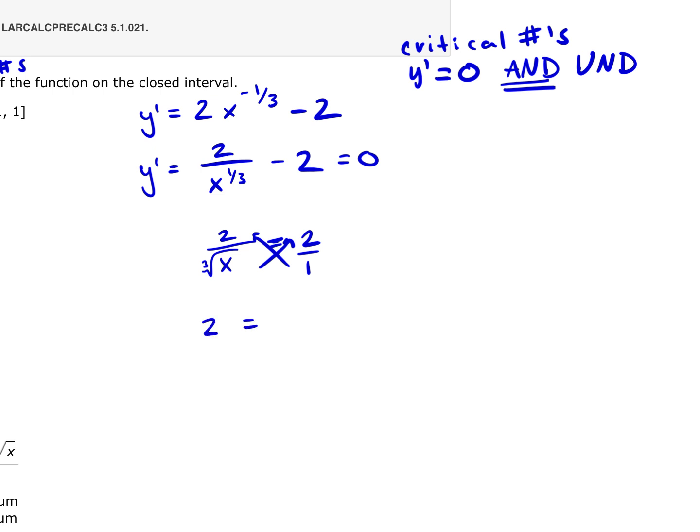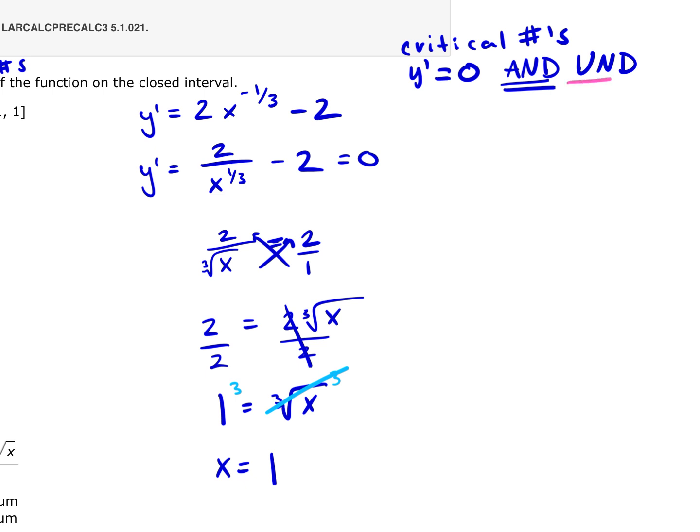So we have 2 equals 2 times the cubed root of x. When I divide by 2 on both sides, 2 divided by 2 would be 1. So 1 equals the cubed root of x. How do I get rid of the cubed root? Cube both sides. So x would equal 1. Perfect. So that's one of our critical numbers.